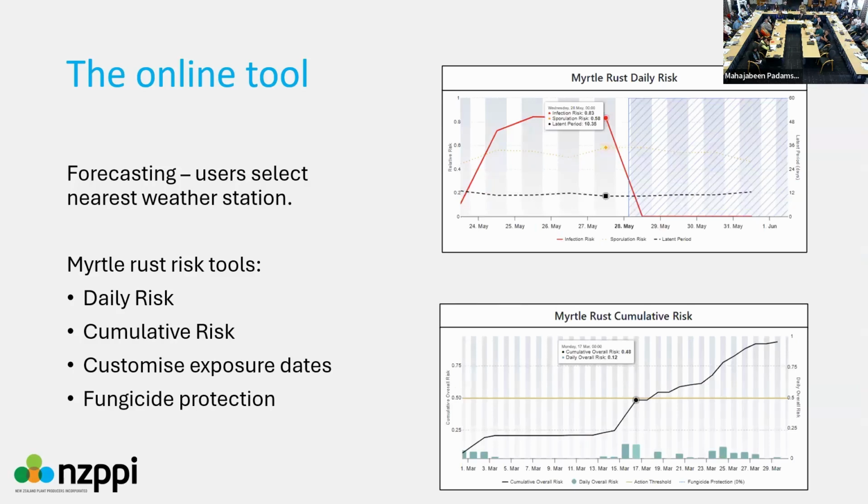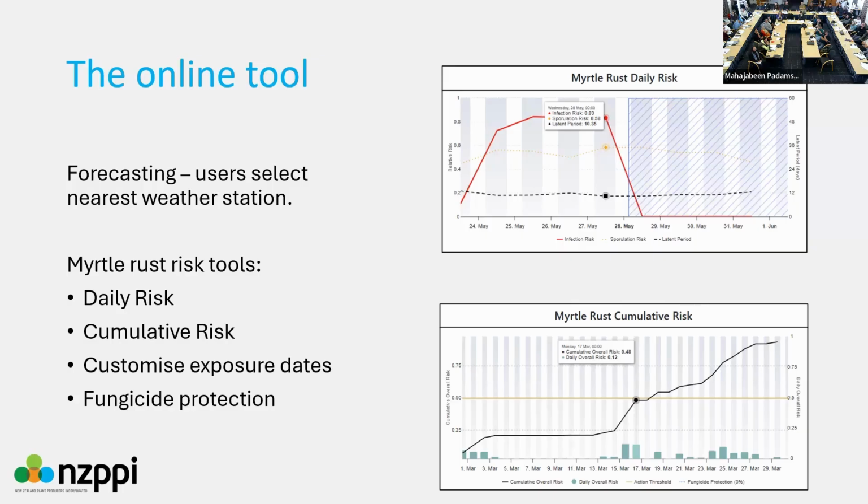So we have a myrtle rust daily risk model here, which shows us the changes in infection risk and sporulation risk and an indication of latent period. We can actually change the model so we can go back in time and look at what the risk could have been, and then it forecasts out a couple of days, not too long though. And then the daily risk models can be added up to create a cumulative risk model with an action threshold, which indicates to some of our nurseries when they might need to consider some sort of management.